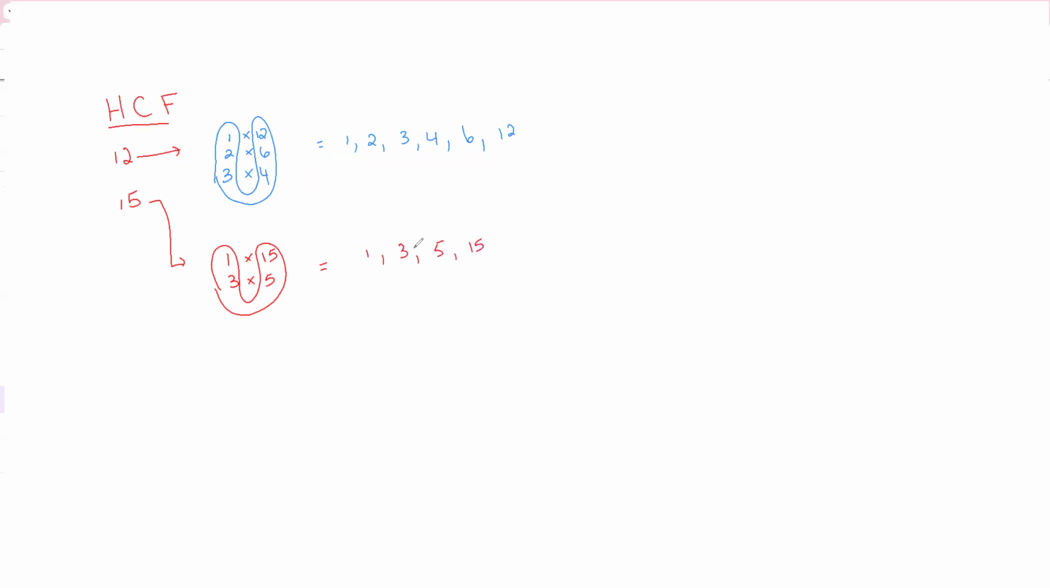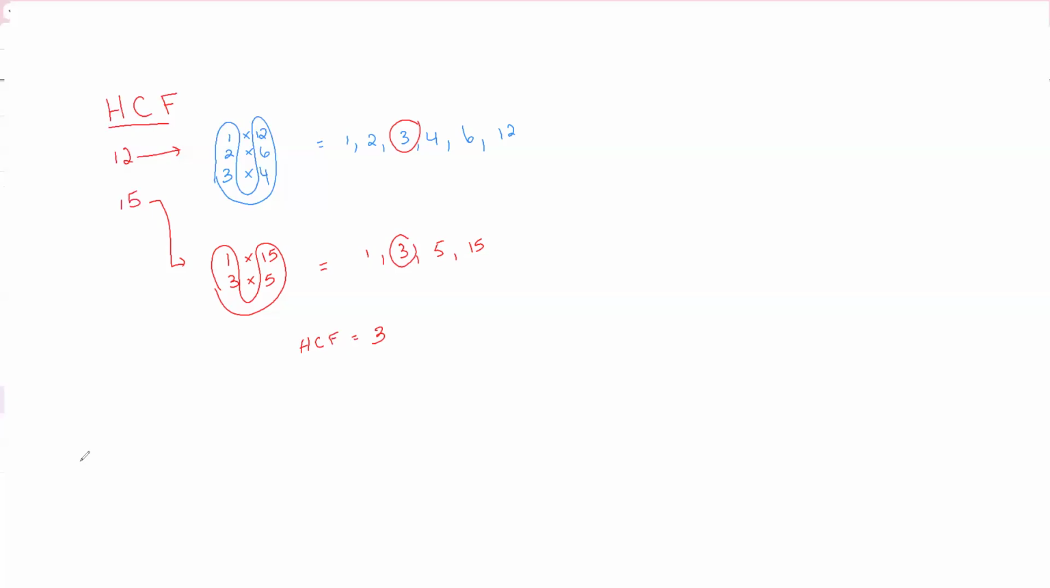So for the highest common factor, you look at the factors of each number and you look for the highest one that is the same. And that's going to be 3. So your HCF is 3. Let's take a look at another pair.